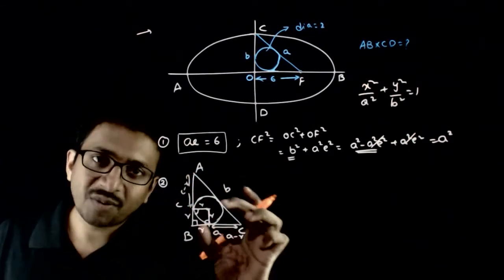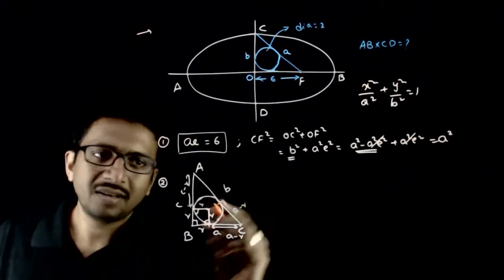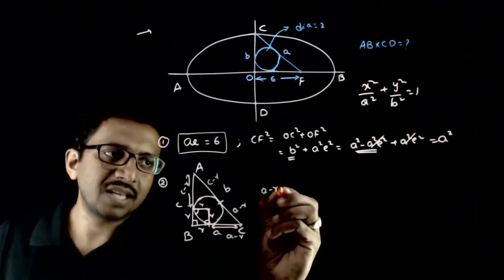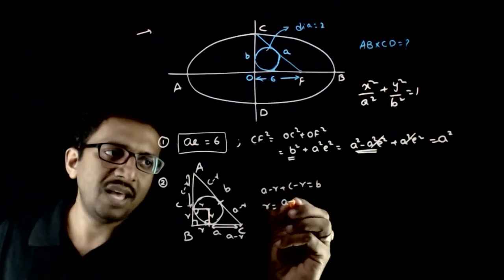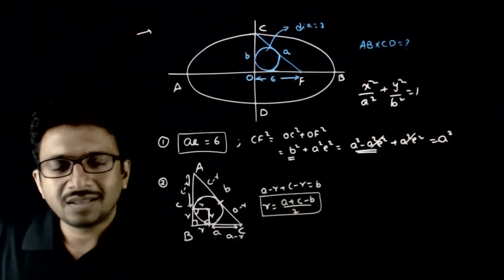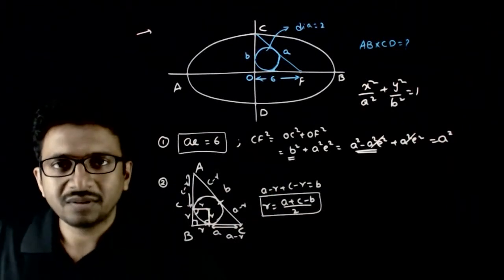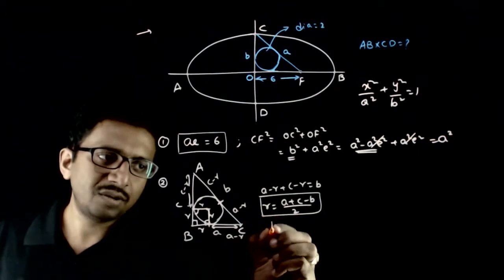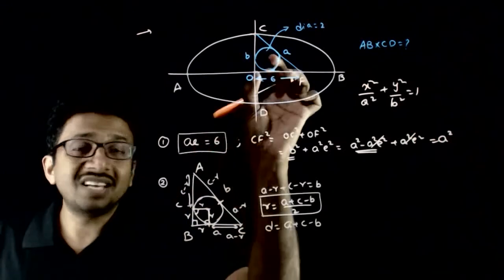and tangents from an exterior point are equal. So if this is A minus R, this is also A minus R, and this is C minus R, this is also C minus R. So A minus R plus C minus R is equal to B. So R is equal to A plus C minus B by 2. The sum of the perpendicular sides minus the length of the hypotenuse, divided by 2, gives you the radius of the incircle. So if you want the diameter of the incircle, the diameter is directly A plus C minus B, which in this case is given as 2.